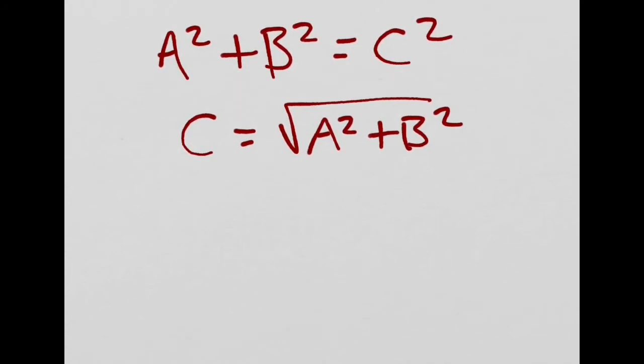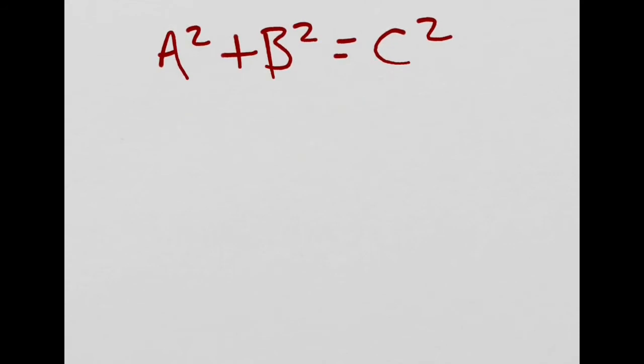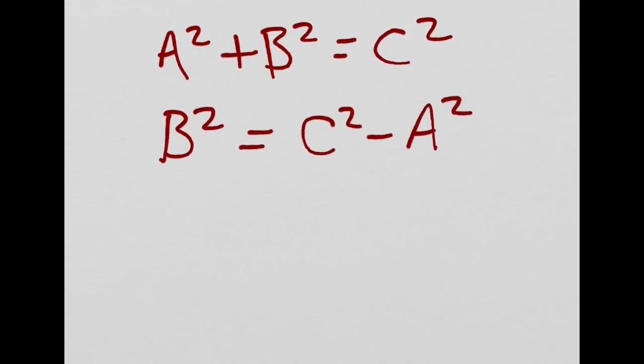But what if I have C and I need to figure out, say, what A is? Well, it's not so hard either. Let's take a peek. Starting with our original formula of A squared plus B squared equals C squared. If we're trying to figure for B, all we have to do is get rid of A. The way we get rid of A is to subtract it on this side, and then we have to subtract it on the other side as well. So the formula is going to look like B squared is equal to C squared minus A squared. We're just subtracting it.